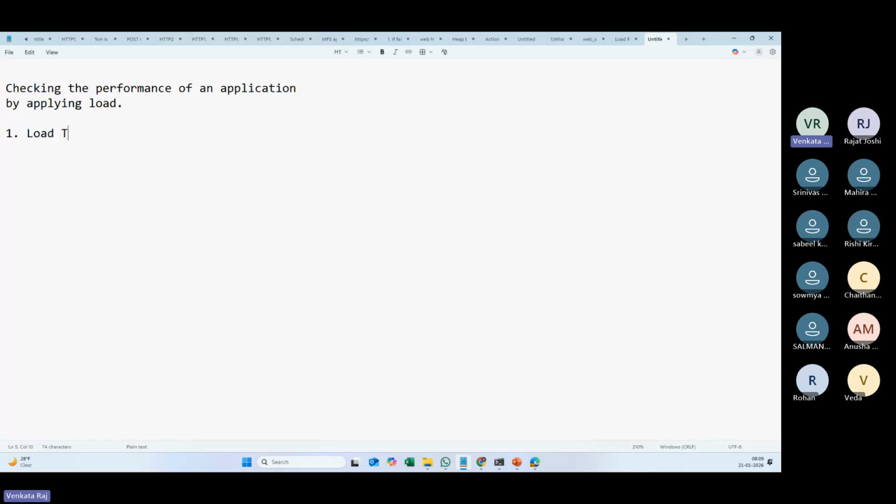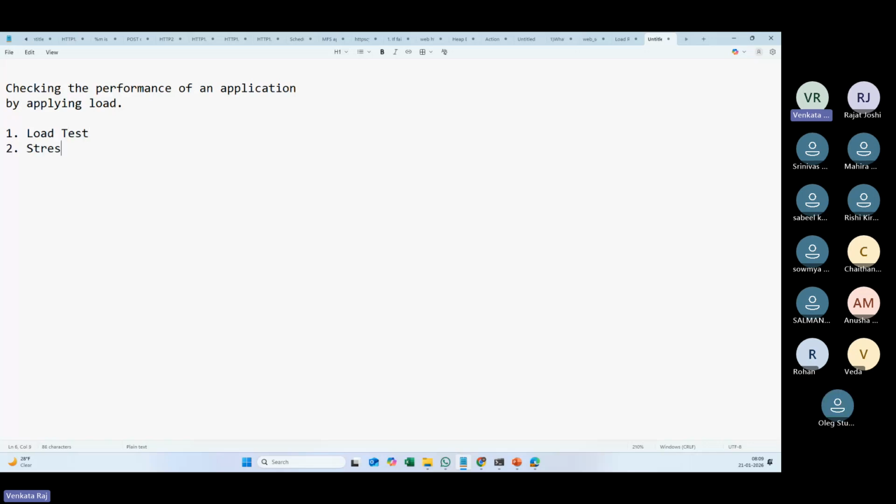The first one would be the load test. The second one, stress test. The third is the endurance test, which you can also call a soak test or a duration test. The fourth one may be a scalability test.